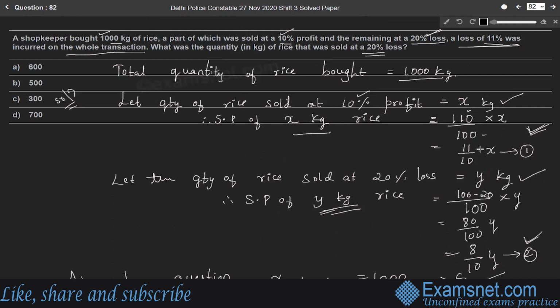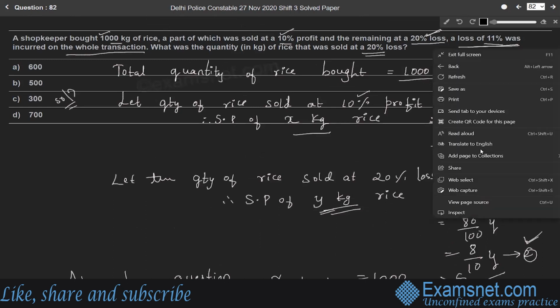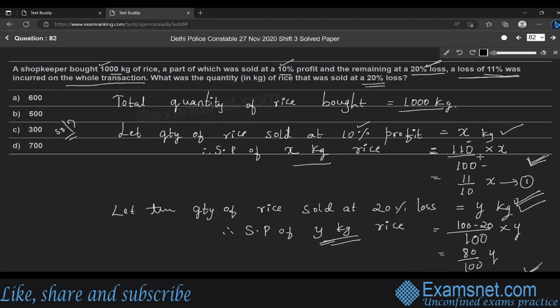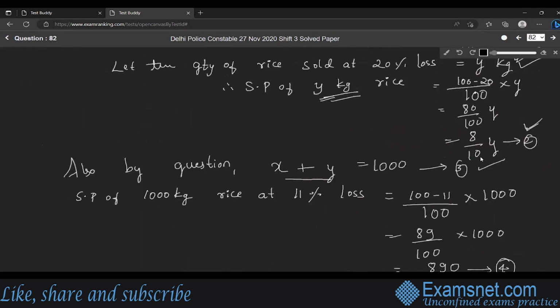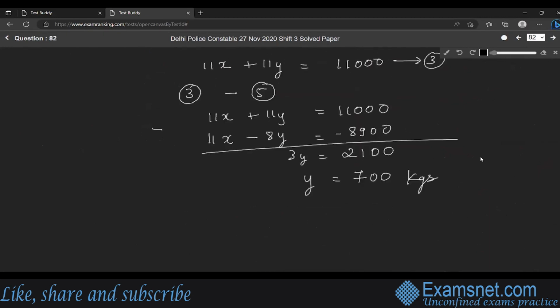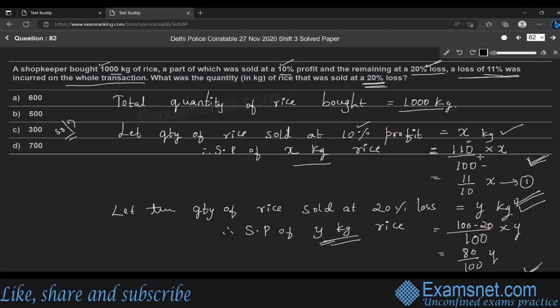Quantity of rice, according to our assumption, quantity of rice sold at 20% loss is y. What is asked in the question? So what is the quantity of rice sold at 20% loss? Right? Therefore, it is 700 kgs. Therefore, y is equal to 700 kgs.